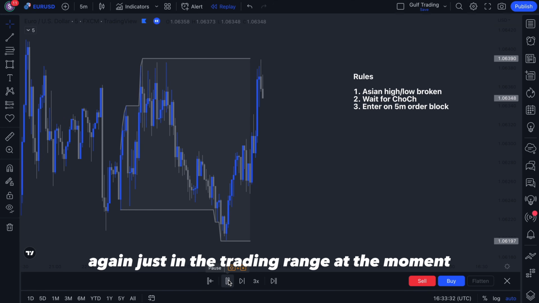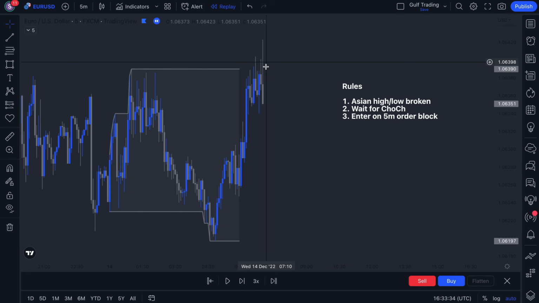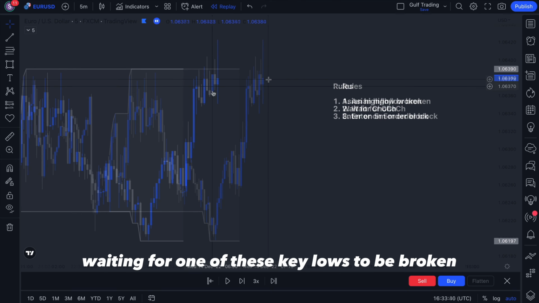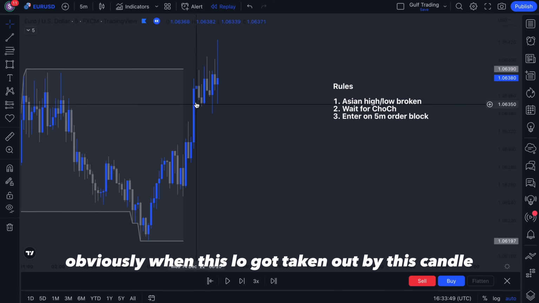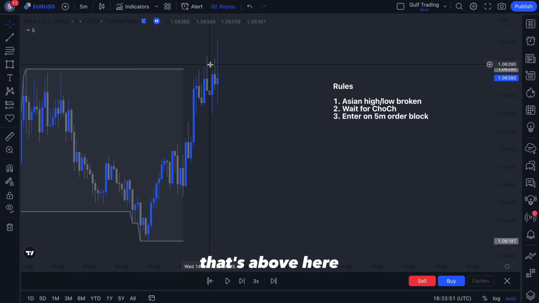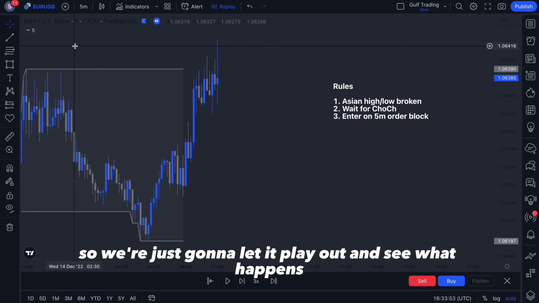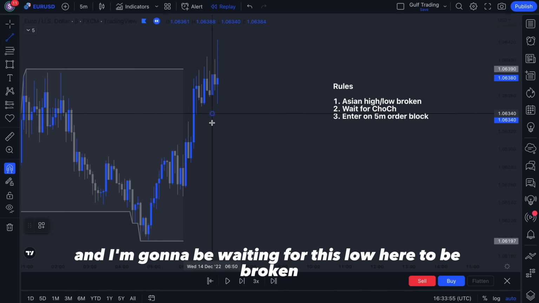Again, just in the trading range at the moment, and price breaks the highs. So now we're going to be looking for a change of character, waiting for one of these key lows to be broken. Obviously, when this low got taken out by this candle, there's no order block for you to trade on that's above here. So we're just going to let it play out, see what happens, and now we're going to be waiting for this low here to be broken.